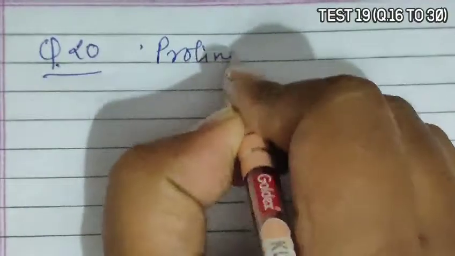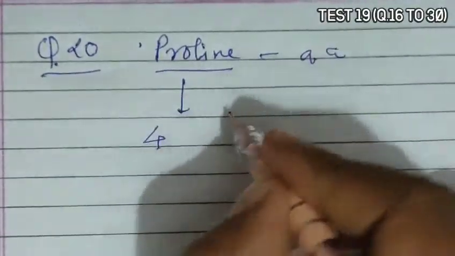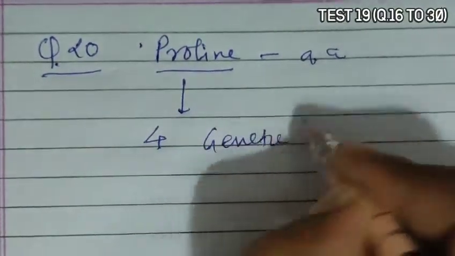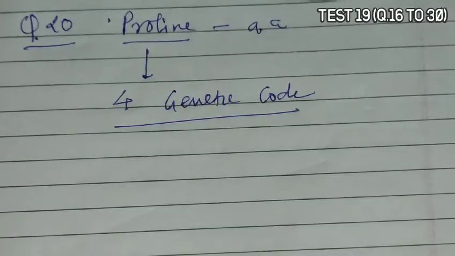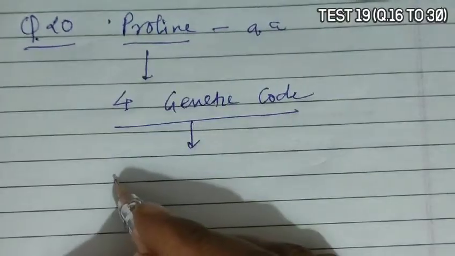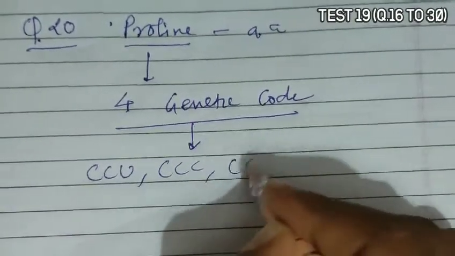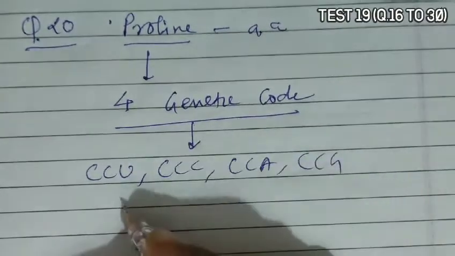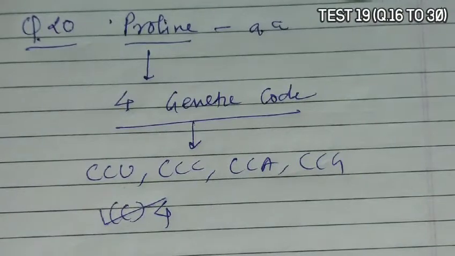Question 20. Question 20 asks how many genetic codes proline has. Proline is an amino acid. It has 4 genetic codes. These 4 genetic codes are CCU, CCC, CCA and CCG. So these 4 are there. So option C, given as 4, is the correct answer.